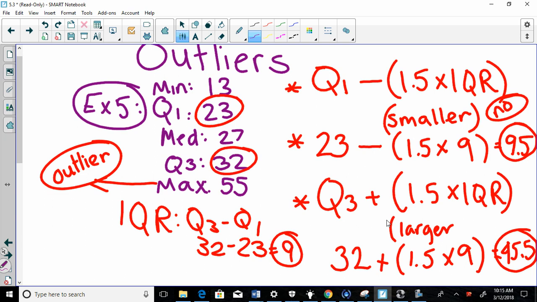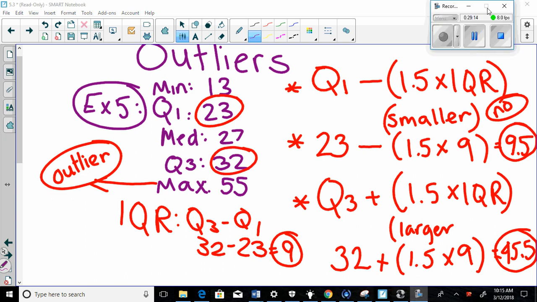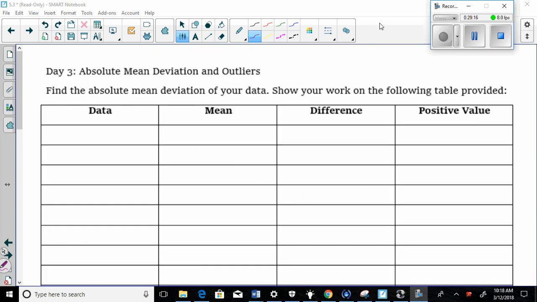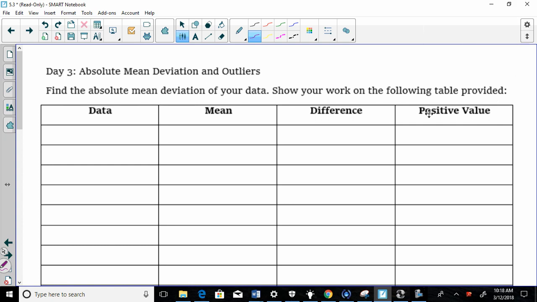Then there's no big outliers. So today's deliverable, shh, girls. I'm explaining this last thing, and then you have time to practice. And then if you want to get started on your IXLs for today, you can.